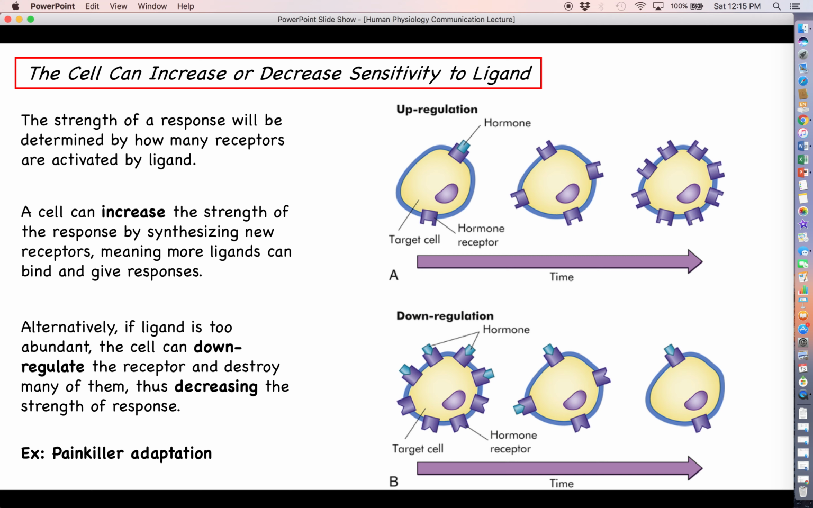So over time, as these receptors are destroyed and internalized, fewer and fewer receptors are available to bind to ligand. So since there are fewer receptors, the response strength gets smaller and smaller.